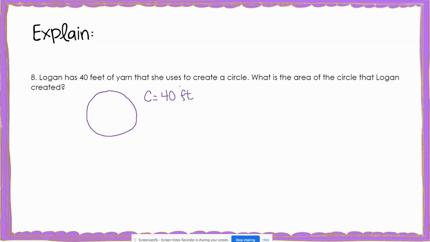Well, we need to use that to find the area. But before we can find area, we need to know radius, because we know that the formula for area is pi times radius squared. Well, we don't know that because we don't know anything except for circumference. So the best way to start this is to start with our circumference formula, which is C equals pi times diameter. Since our circumference is 40, I'm going to plug that in for C. Pi is 3.14, and I don't know the diameter.